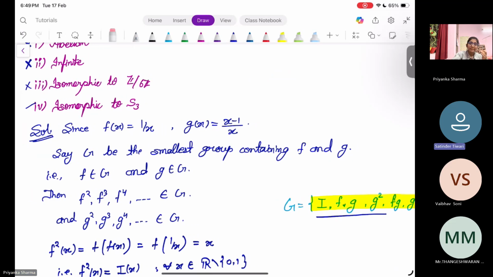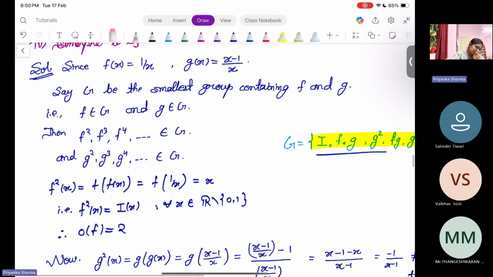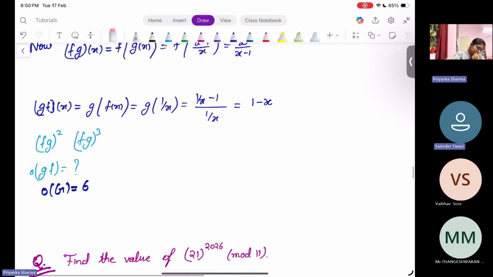Excuse me, S3 is a symmetric group? Yes, permutation group. Okay, that you have taught permutation groups? No, actually, we can discuss what is permutation group. Okay.